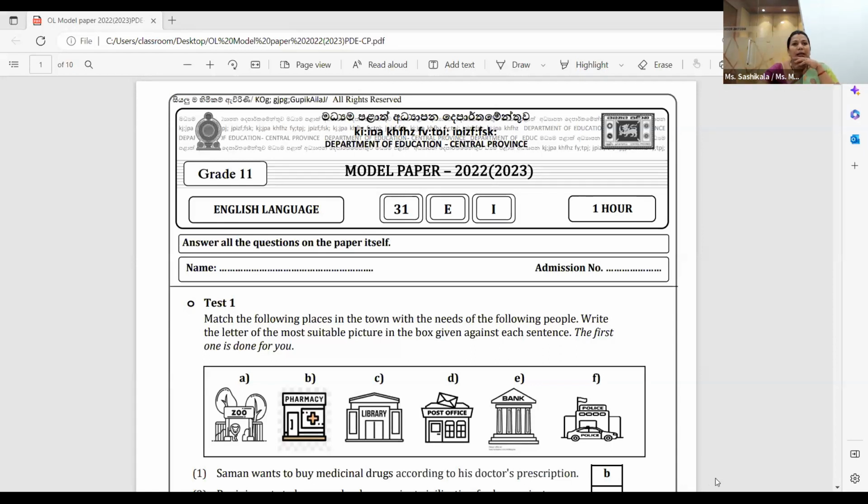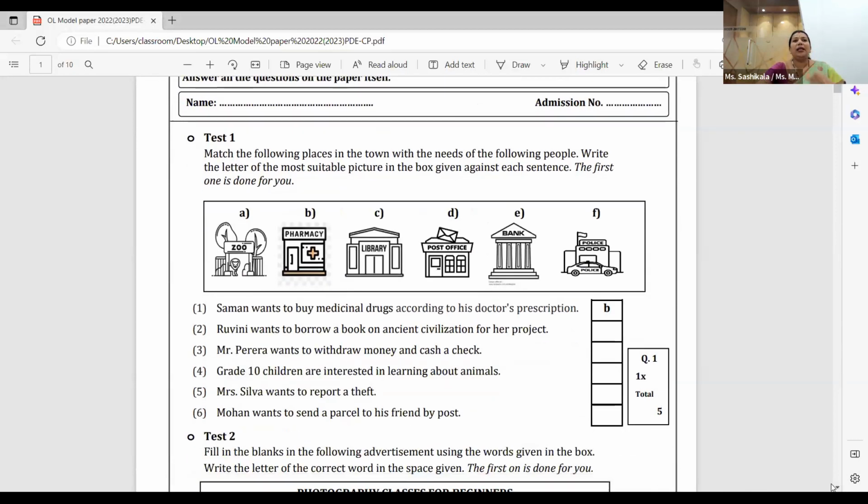Match the following places in the town with the needs of the following people. Match is the keyword. In the following places, write the letter of the most suitable picture in the box. So you're going to match. That's the prominent thing that you have to do. And then write the letter of the suitable picture. So match and take down the letter of the picture.